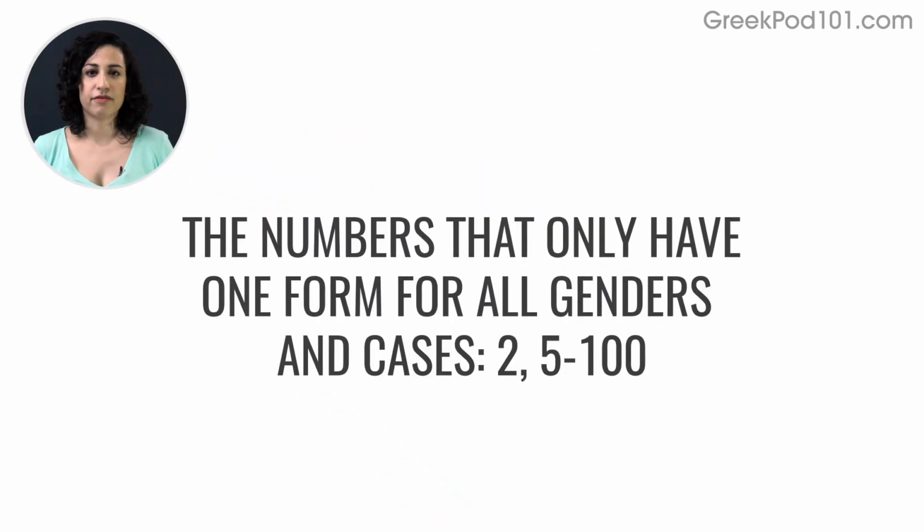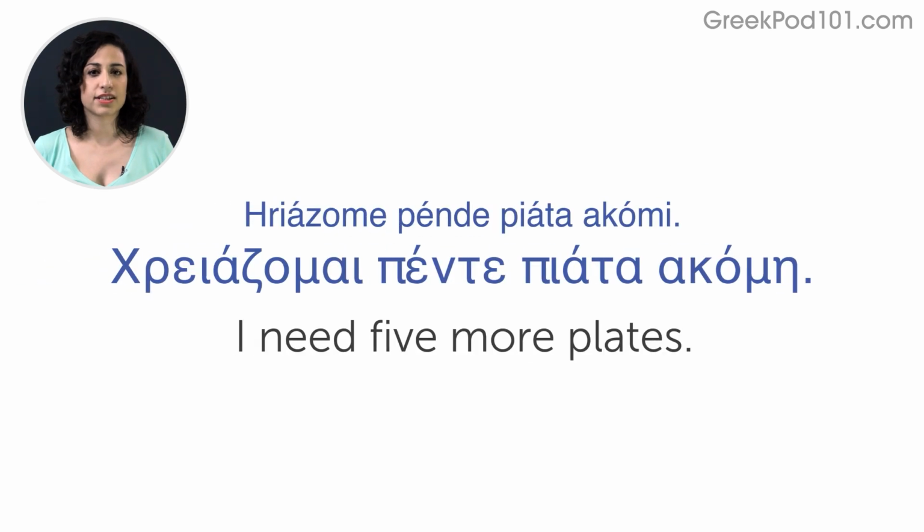The numbers that have only one form for all genders and cases. Those are the number 2 and the numbers 5 through 100. For example, χρειάζομαι 5 πιάτα ακόμη. I need 5 more plates.